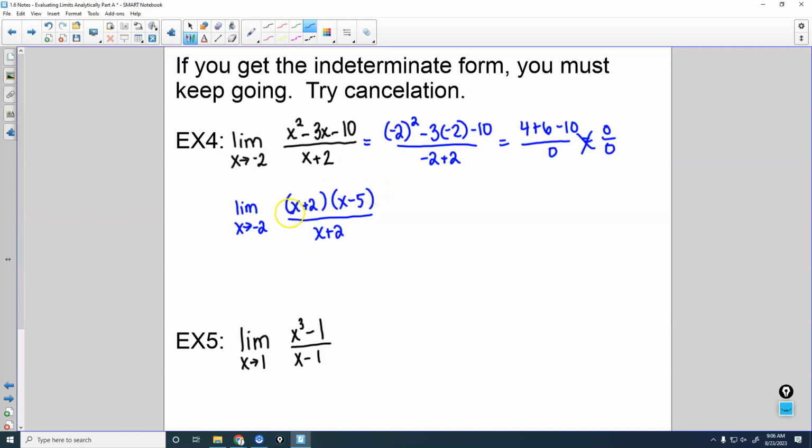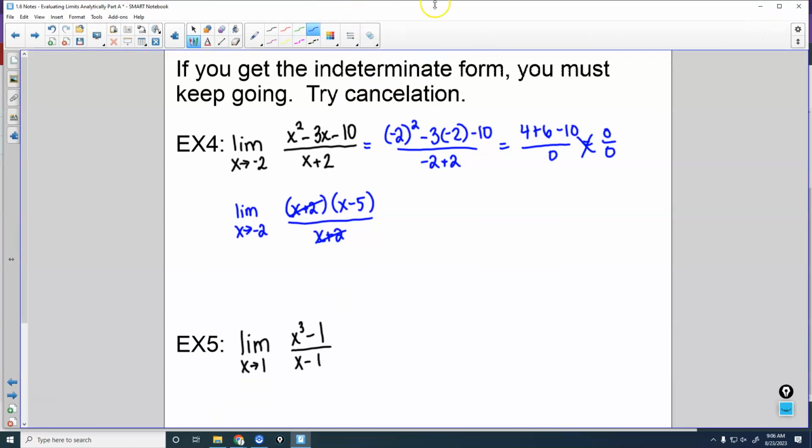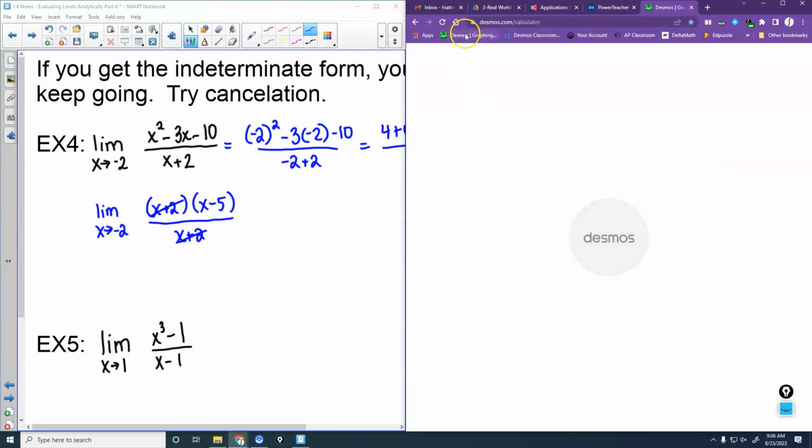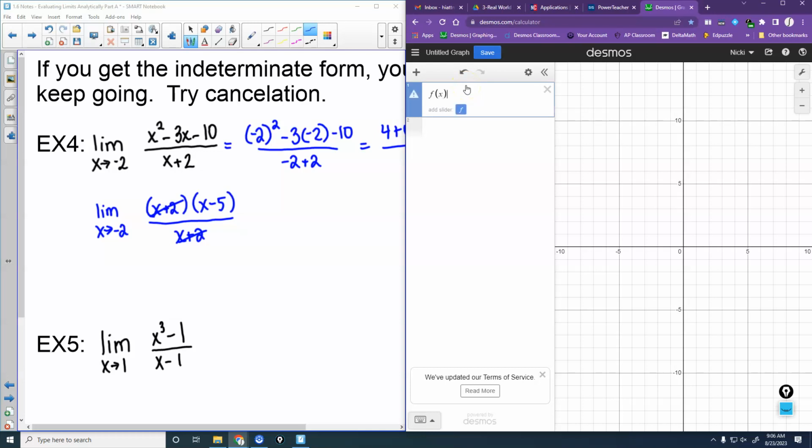Okay, and these cancel. Think about this. I don't know how well we did this in pre-cal, but we did talk about it. If I graph this real quick, if I graph it, it looks like a solid line. It does not look like it has any problems, right? Just looks like a solid line.